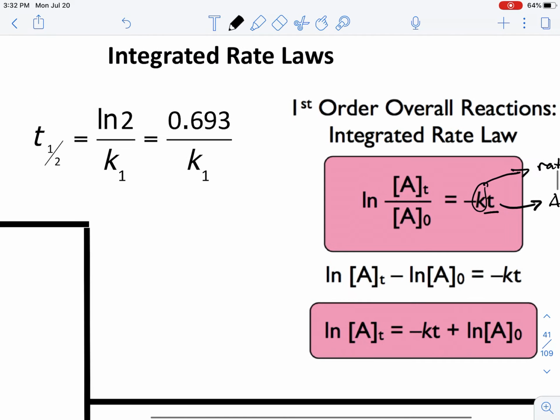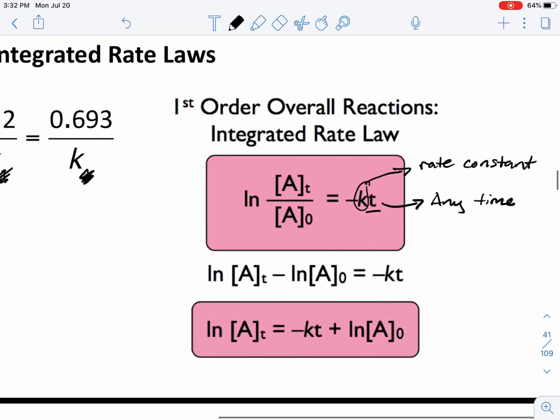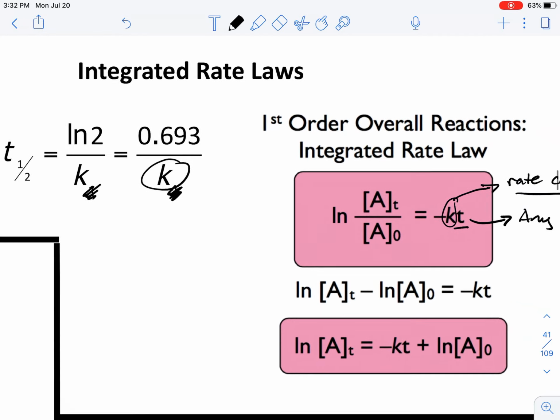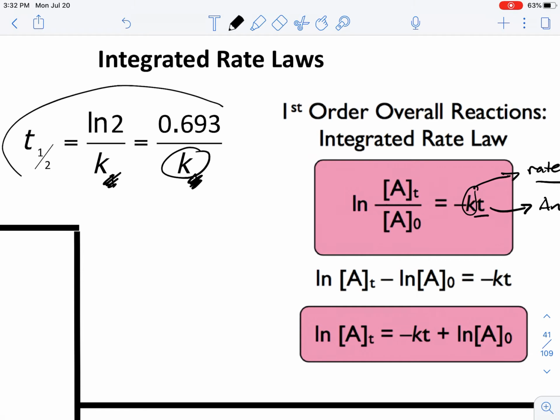Okay, and so go ahead and scribble this out, so don't worry about this. And so this rate constant is the same as this rate constant. So the rate constant k allows us to connect this idea of half-life to integrated rate laws.